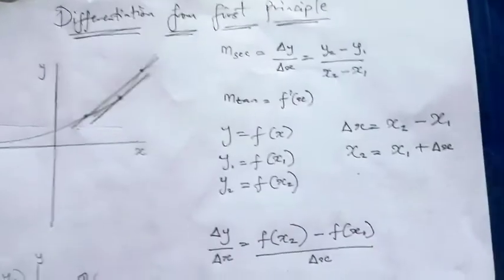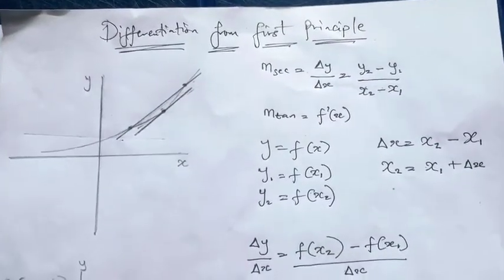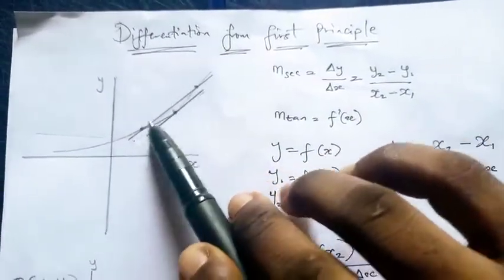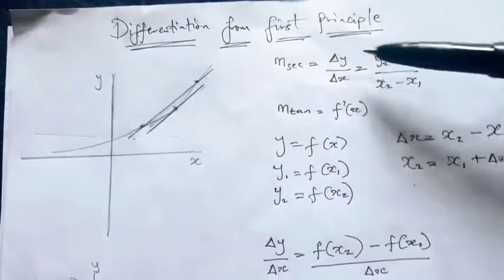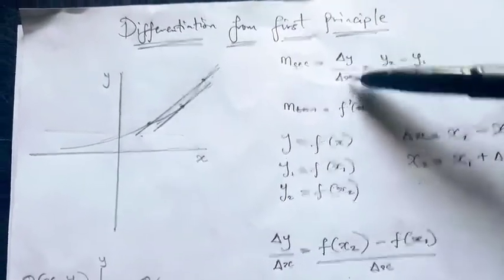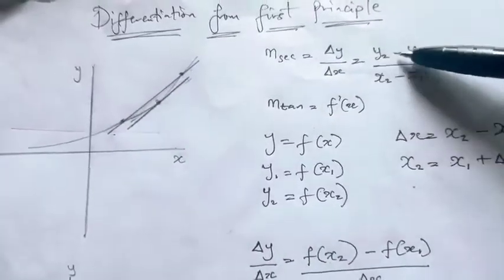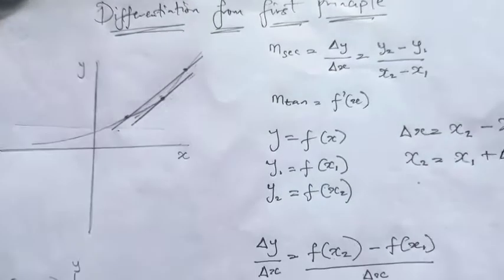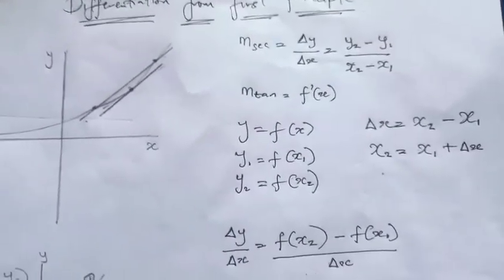And from basic algebra, we know that the slope of a particular graph is gotten by taking 2 points on the graph. This is called the slope of a secant line, which we know as the change in y divided by the change in x, and it is equal to y2 minus y1 divided by x2 minus x1. Now, this is what we know from basic algebra.